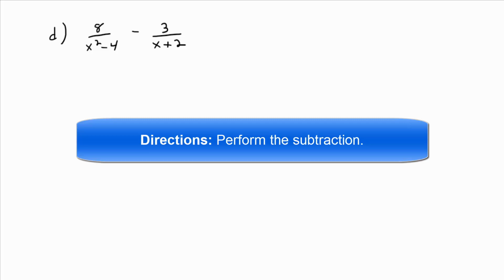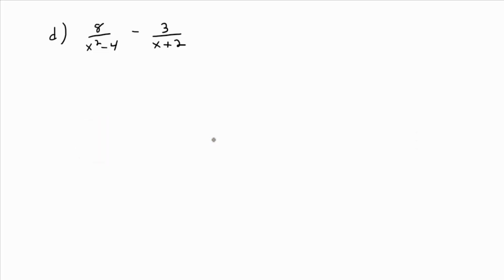In part D, we have 8 divided by x squared minus 4 minus 3 divided by x plus 2. Okay, this one, there's a new step here. Notice what I do with these examples. I go easy, a little bit harder, a little bit harder, a little bit harder. So there's a difference here between this problem and the other problems.